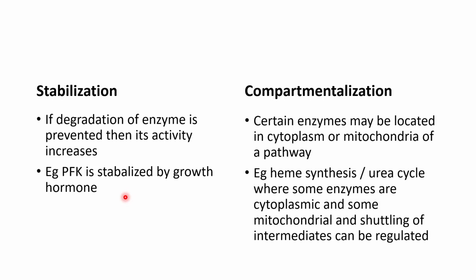Another way of regulation is by compartmentalization. Certain enzymes may be located in the cytoplasm or in the mitochondria. For example, in heme synthesis and the urea cycle, some enzymes are cytoplasmic and some are mitochondrial, and they can help to regulate the pathway. Again, we will see that when we talk about metabolism. So stabilization and compartmentalization are also ways in which the rate of enzymatic action is affected. Thank you very much. These were the various factors which affect enzyme action.